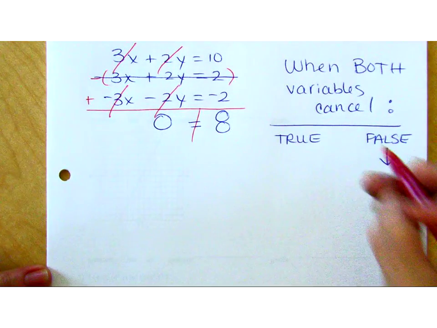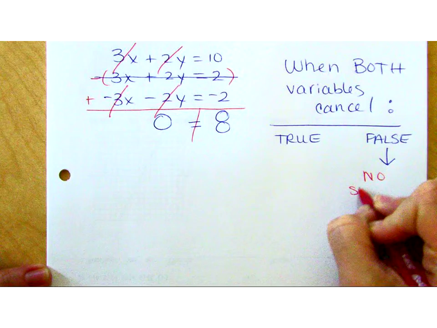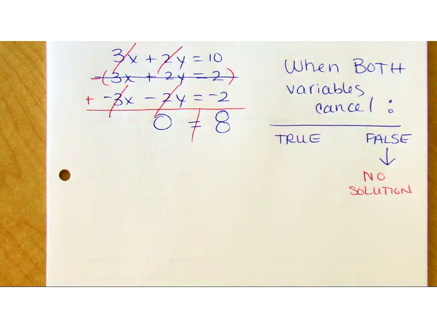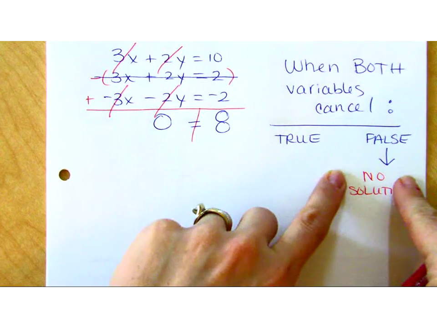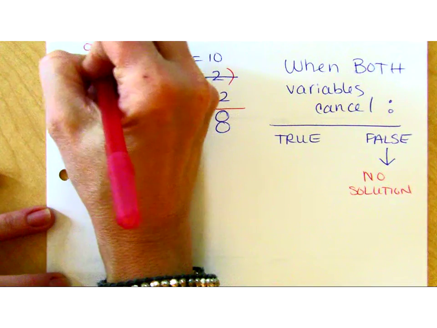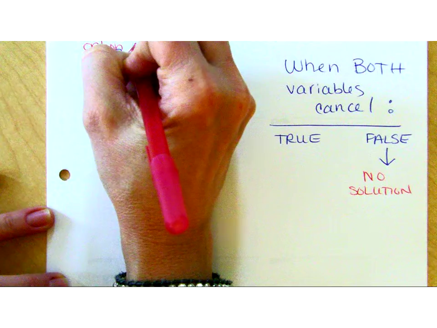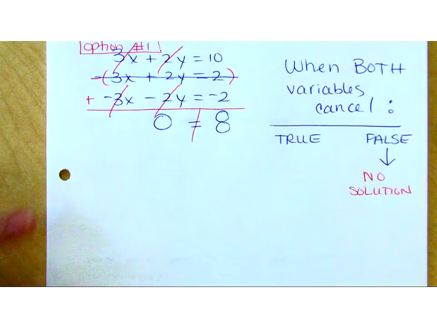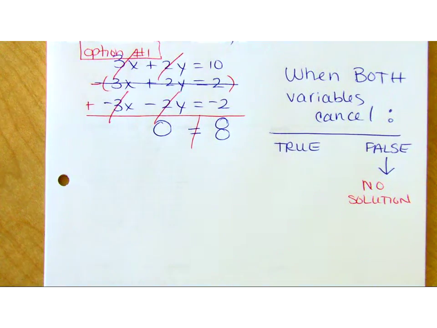So when something like this happens and your variables cancel, you're not going to tell me it meets at 3, 2 or 1, 5. It doesn't meet anywhere. You're going to write the words no solution. Okay? And that is option number 1 in terms of how to solve this: use elimination or substitution, right?